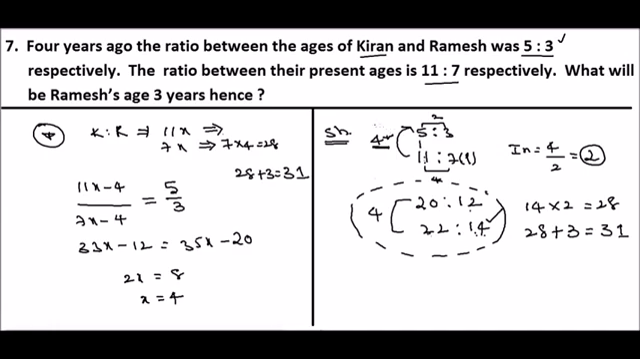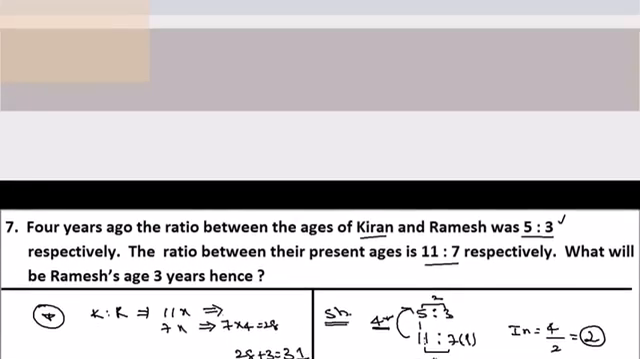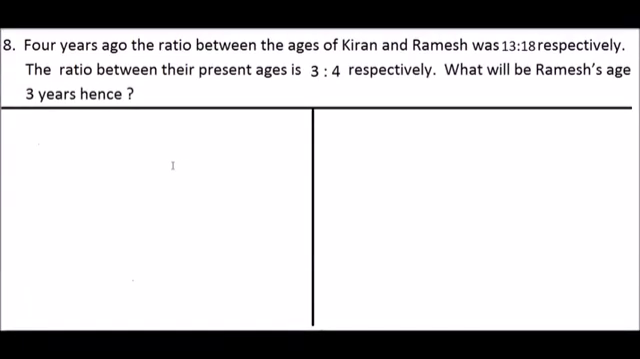Now, let us apply the same thing for another question so that if any doubt is there, that will be immediately dispelled. Same type of question, we will apply both the methods there. Just observe this question also, students. This is an extension of the previous question. I even kept the names also same, only the ratio is changed. 4 years ago, the ratio between the ages of Kiran and Ramesh was 13 is to 18 respectively.